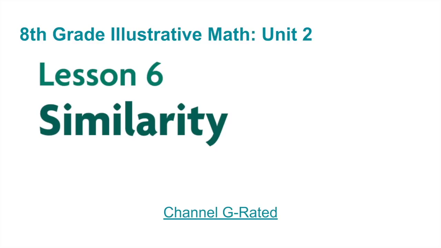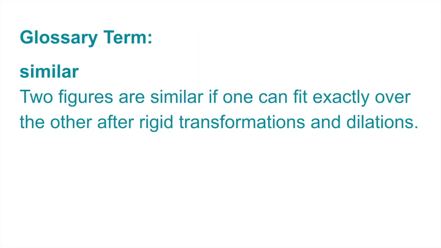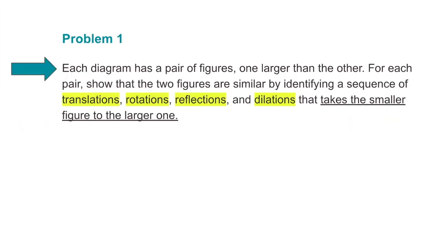Eighth grade, Unit 2, Lesson 6. Similarity. Glossary term similar. Two figures are similar if one can fit exactly over the other after rigid transformations and dilations. Number 1. Each diagram has a pair of figures, one larger than the other. For each pair, show that the two figures are similar by identifying a sequence of translations, rotations, reflections, and dilations that takes the smaller figure to the larger one.